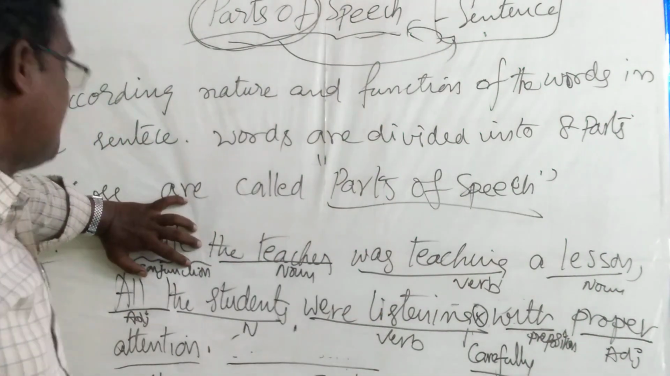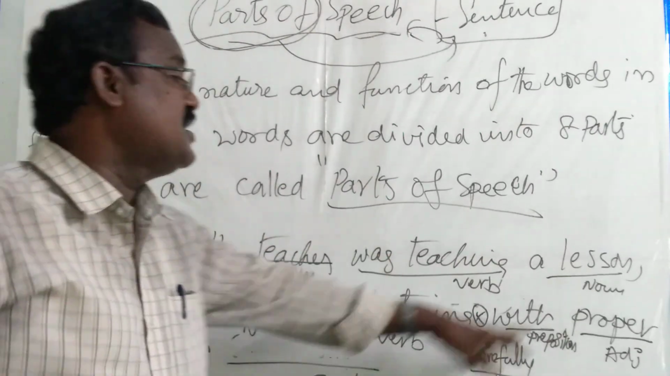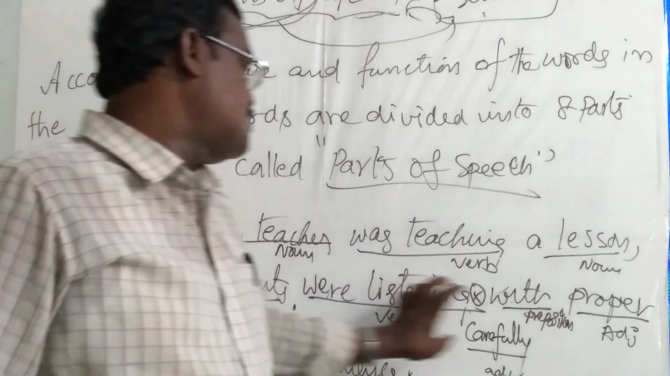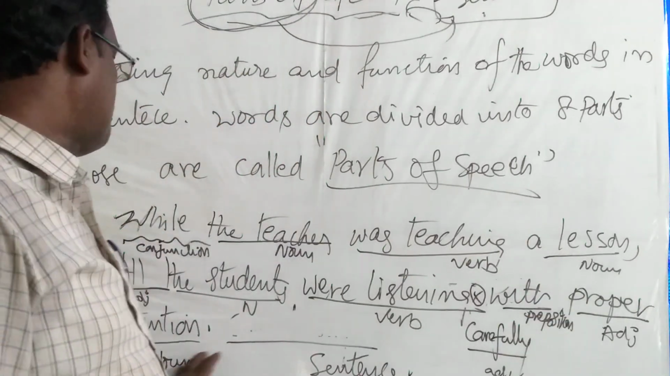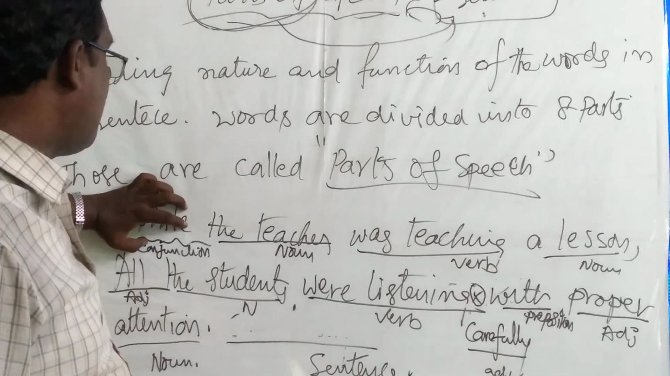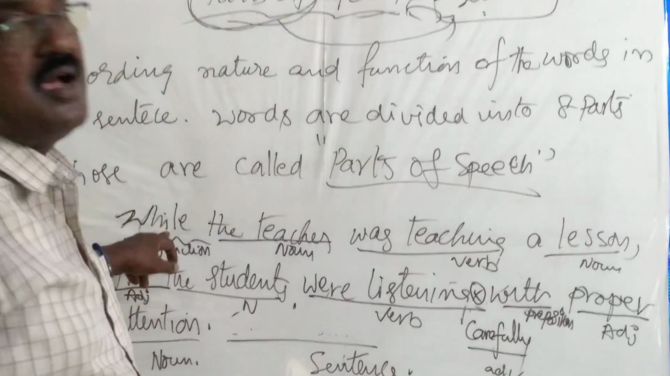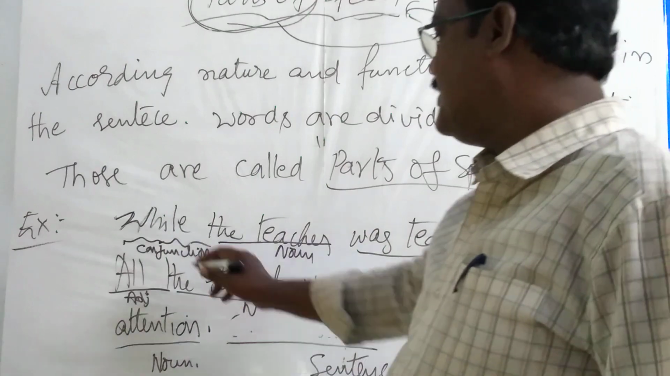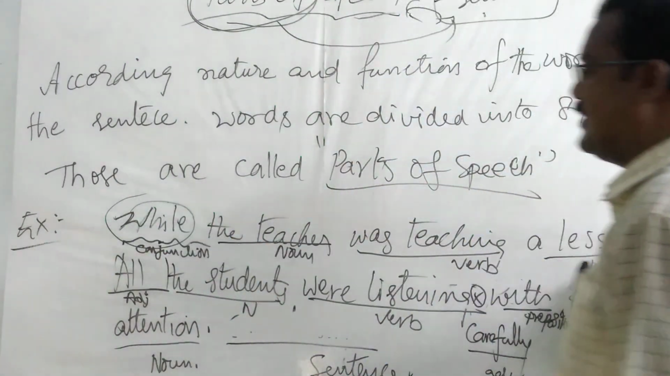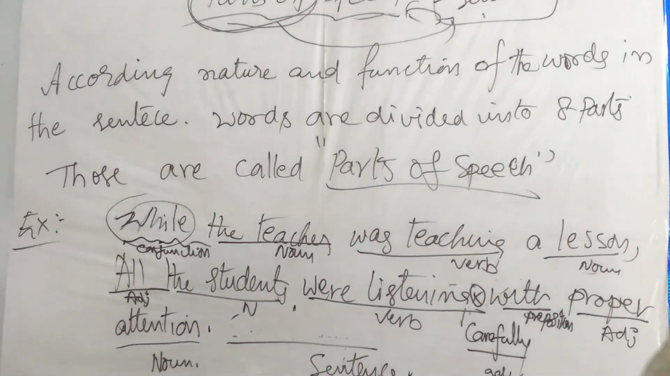See here, while the teacher was teaching a lesson. While is the word which joins together two clauses. The teacher was teaching a lesson. All the students were listening with the proper attention. These two clauses were joined with one word that is called while. While is a conjunction because it joins two clauses here. The teacher was teaching a lesson and all the students were listening with the proper attention.